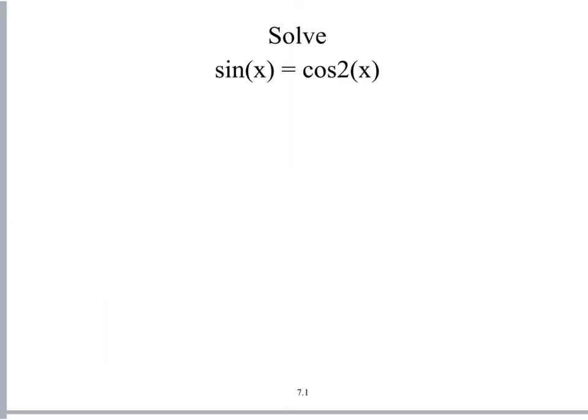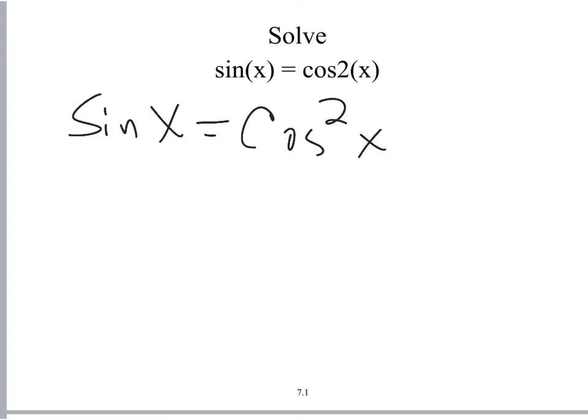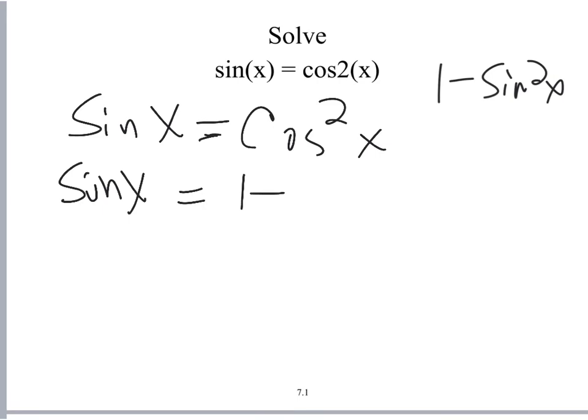Okay, so now this one, let's see, I see sine x equals cosine squared x. This is very similar to that other one I did. Why don't you stop the video and try it, and then come back and check it out, okay? So I want this in terms of sine or cosine. I don't care which. I see the cosine squared. I know 1 minus sine squared is the same thing. So sine x equals 1 minus sine squared x.